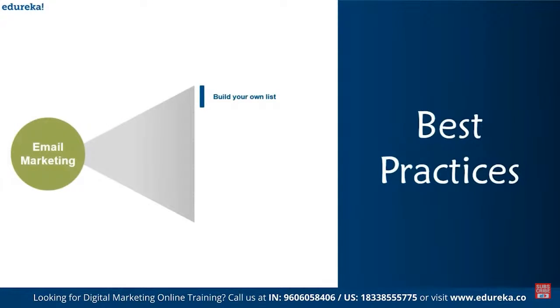Some of the best practices: build your own list. Your sending list or customer data can be first party, second party, or third party. First party is when somebody signs up, subscribes to your newsletter, buys something from you and gives their email ID, or explicitly tells you to send communication to them. So that is first party.